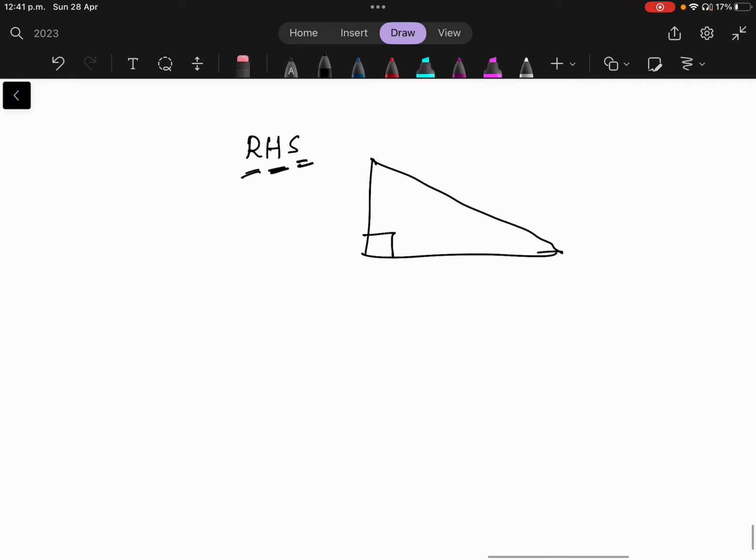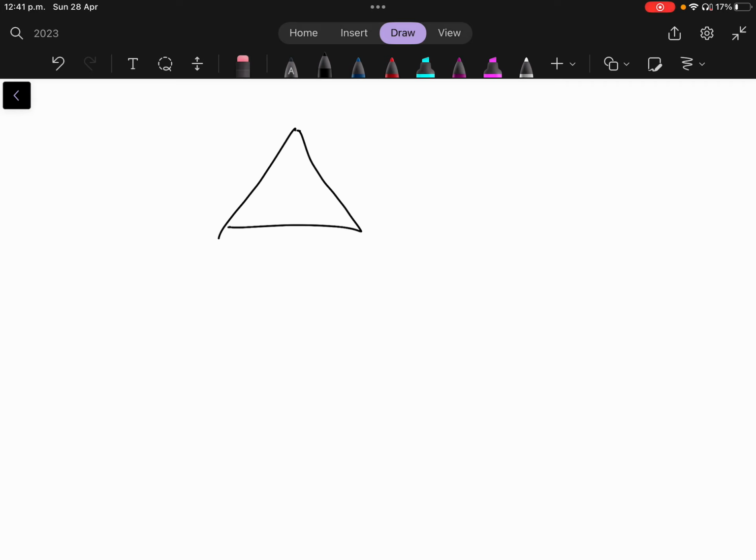Now there are some small concepts with triangles. Suppose you have a triangle like this, and this is A, this is B, and this is C. If A is the largest side, then angle A will be the largest angle.